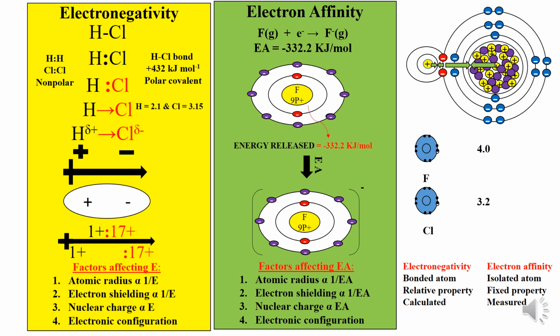So electronegativity cannot be measured but it can be calculated, while electron affinity can be measured. Electronegativity has no units, while electron affinity can be measured in kilojoules per mole.